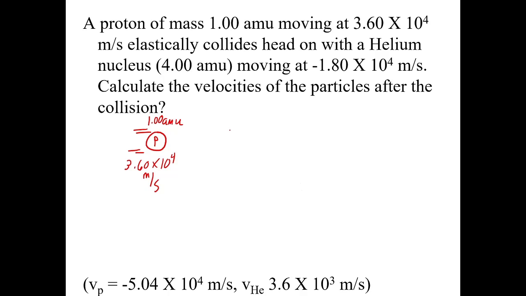And it collides elastically with a helium nucleus. The helium's heavier. That's 4 AMU. It has 2 protons and 2 neutrons. That's why it's about 4. If we wanted to take the decimals out a little bit further, we'd see that it's not exactly 4. And then it collides. It's moving in the negative direction. Remember that the positives and negatives are important. Times 10 to the fourth meters per second.